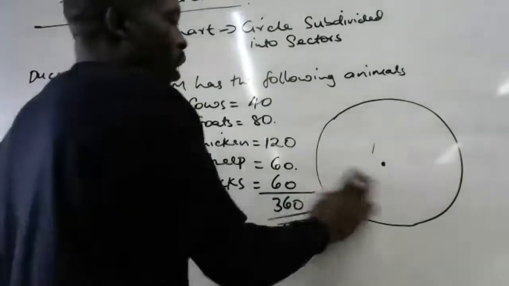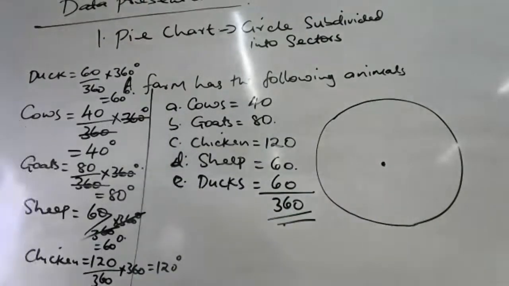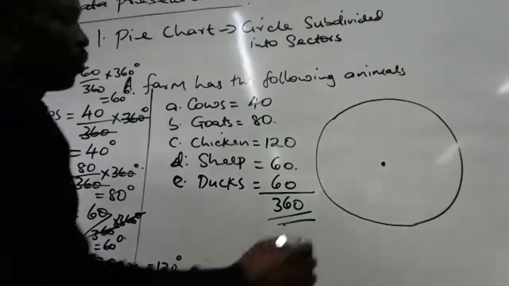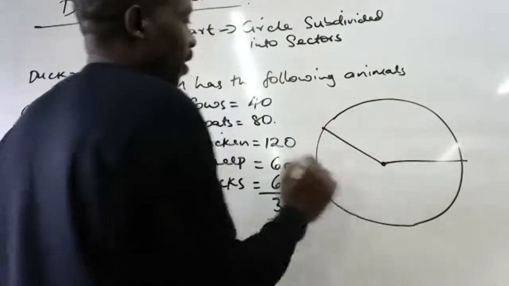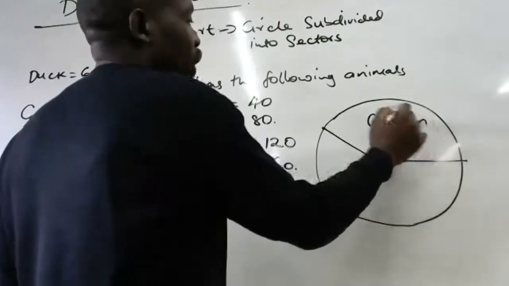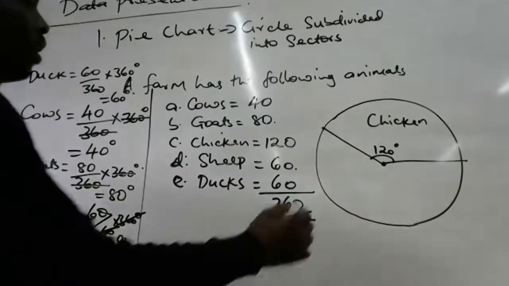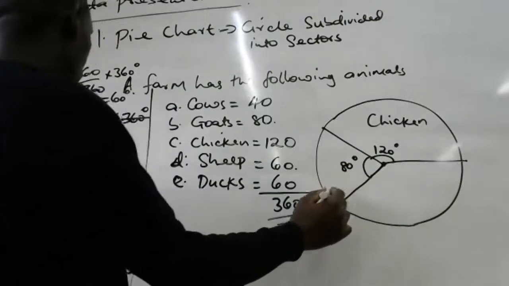So what you will be required to do, as an instructor or as a student, is to subdivide this particular circle into sectors. In this case, the chicken have got the highest degrees, which is 120, compared to any other. So you can have 120 degrees, and you say this is 120 degrees, representing the chicken. The next one is maybe 80. You say this is 80 degrees, representing the goats.